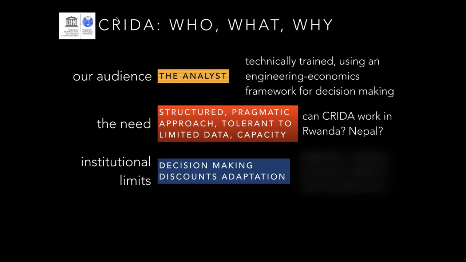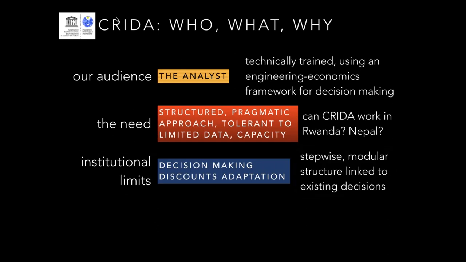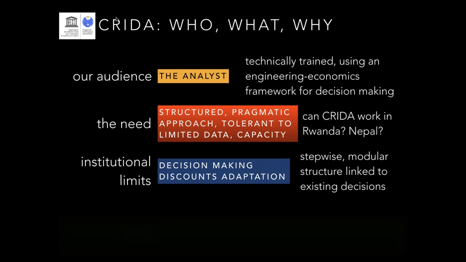The institutional limits are often very critical too. In most cases, existing decision-making frameworks heavily discount most of the adaptation interventions that we can think of. They're too distant or there's too much uncertainty. So how is it that we think about making sure that, if we come up with a good idea for a credible threat, it makes it through the decision-making process and actually becomes something that's visible and on the ground? And for that, we assumed that we need a stepwise process, something that was modular, and that was also really key to existing decision-making processes.